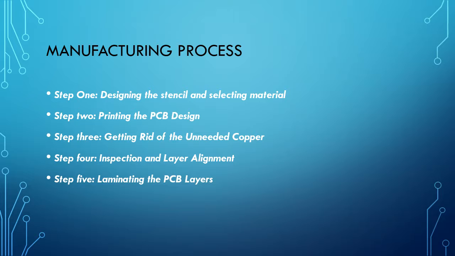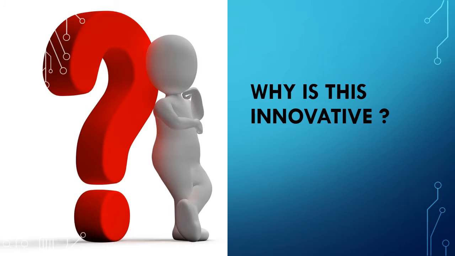The third step is getting rid of the unreacted copper. This is done by a special chemical which leaves behind only the copper tracks which we need for our circuit. The fourth step is inspection to check if all the copper has been removed, and the fifth step is laminating, which increases the life of the PCB.